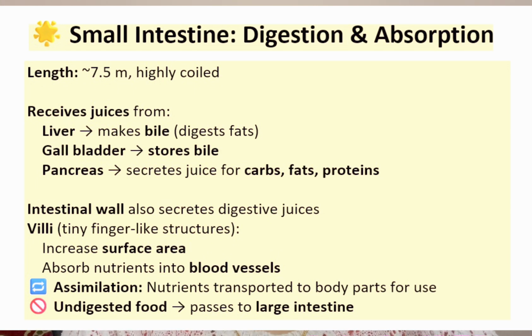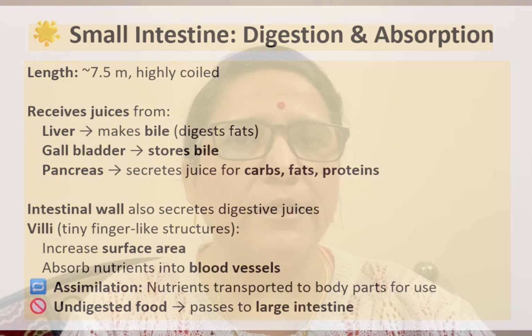The walls of the small intestine also secrete digestive juices. Inside there are villi, tiny finger-like structures that increase surface area and absorb nutrients into the bloodstream. This process is called assimilation, where the nutrients are transported to different parts of the body for use. Any undigested food then moves on to the large intestine.